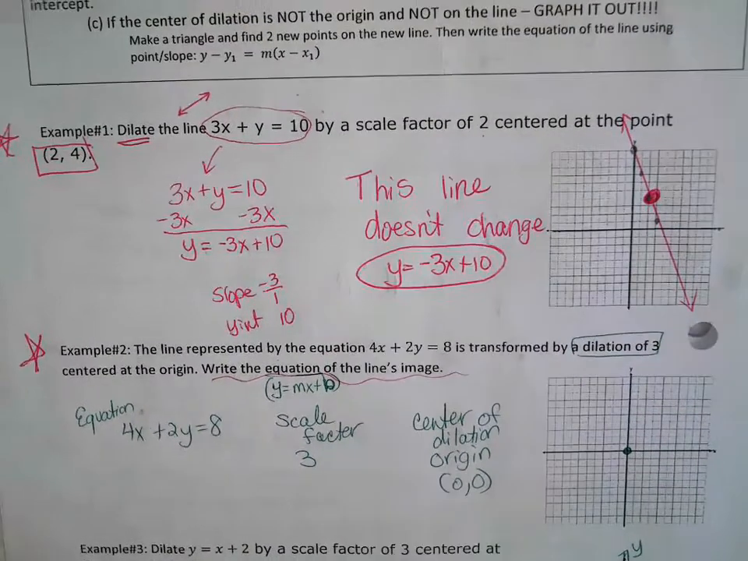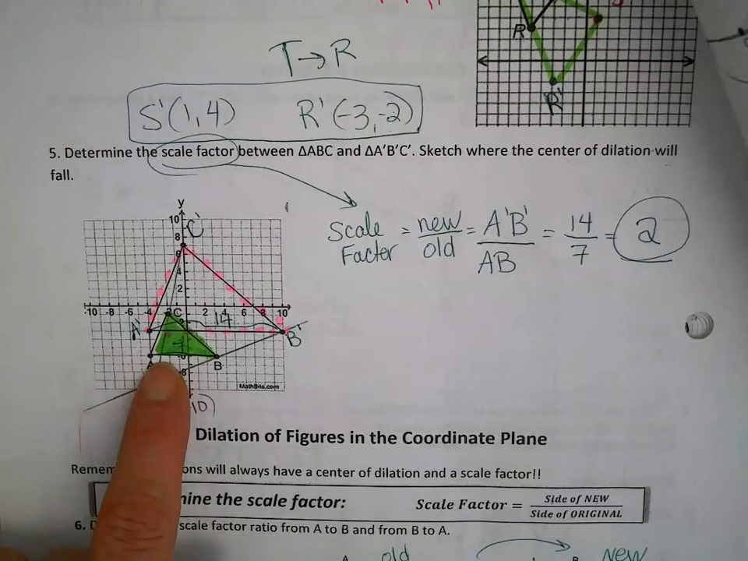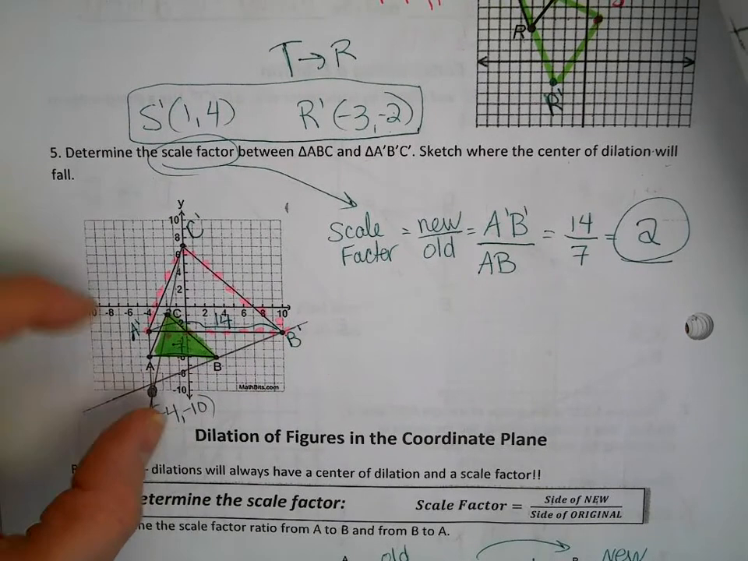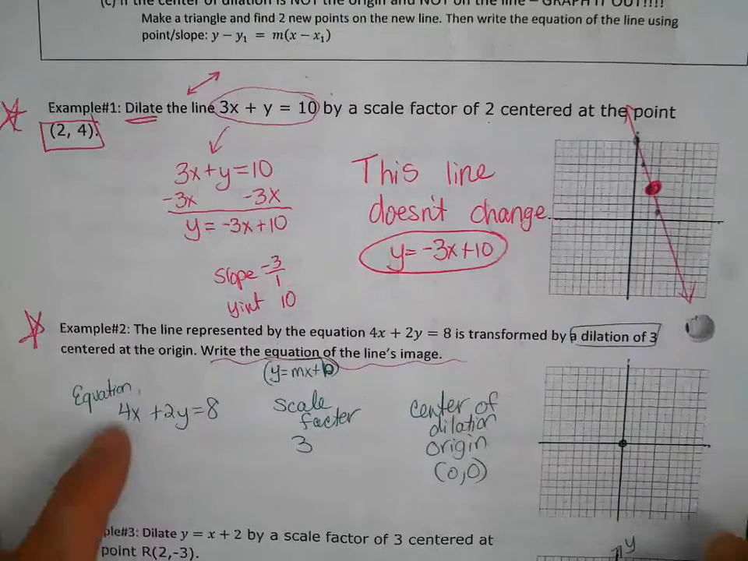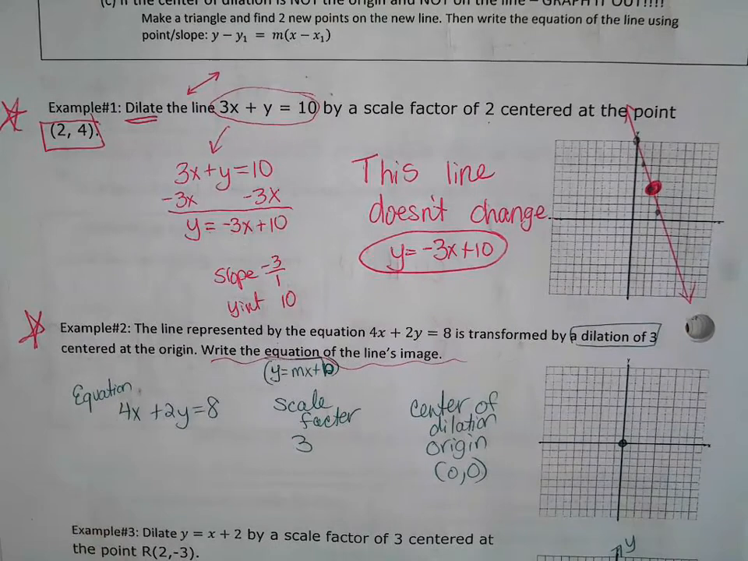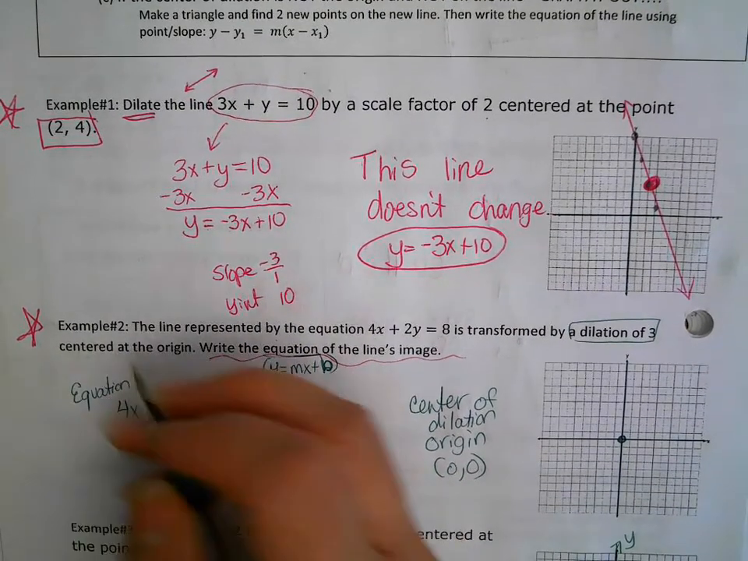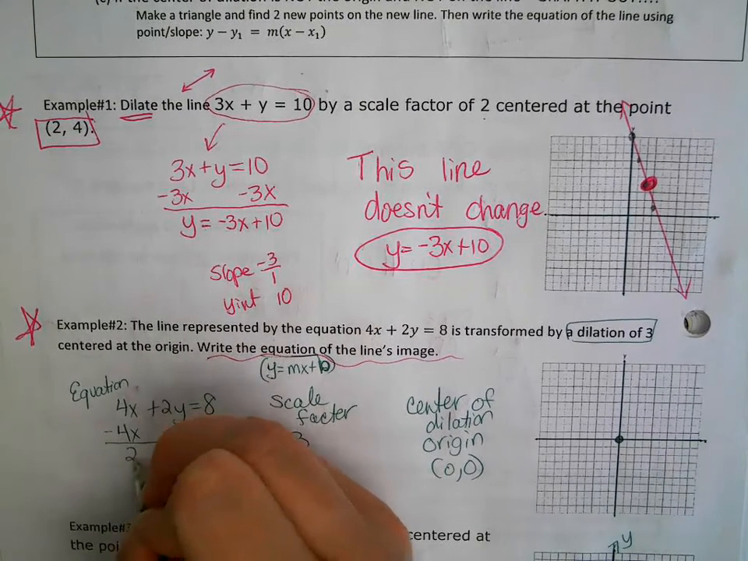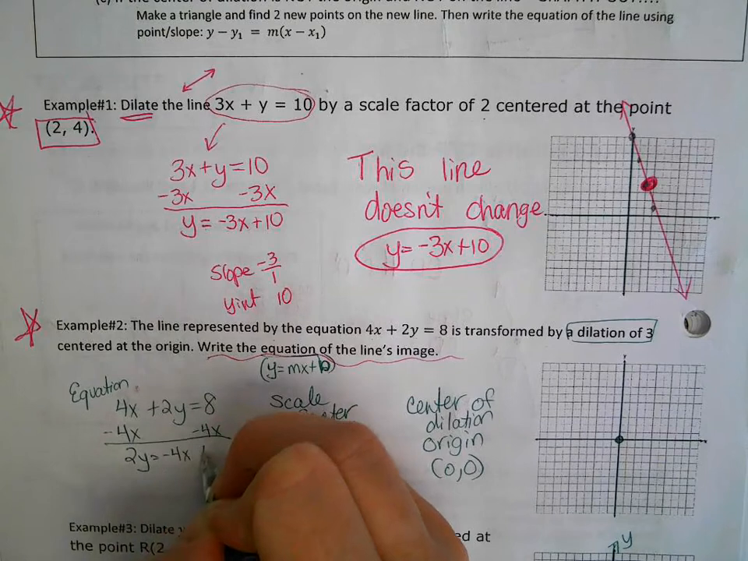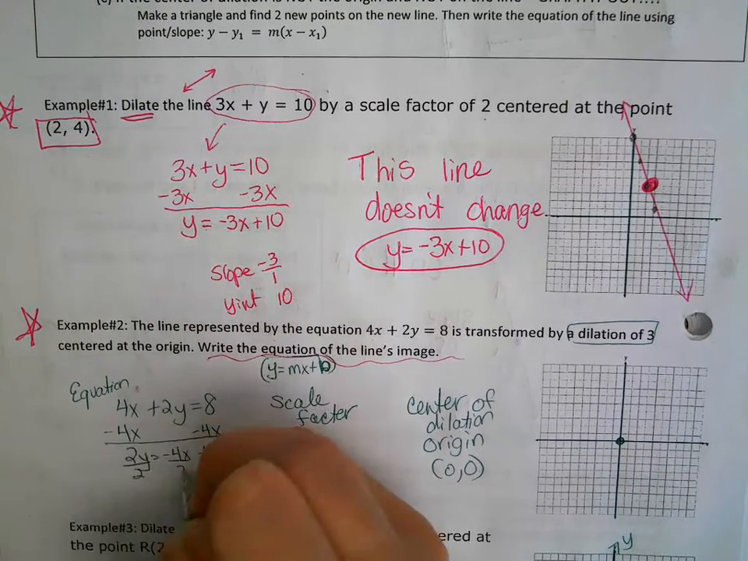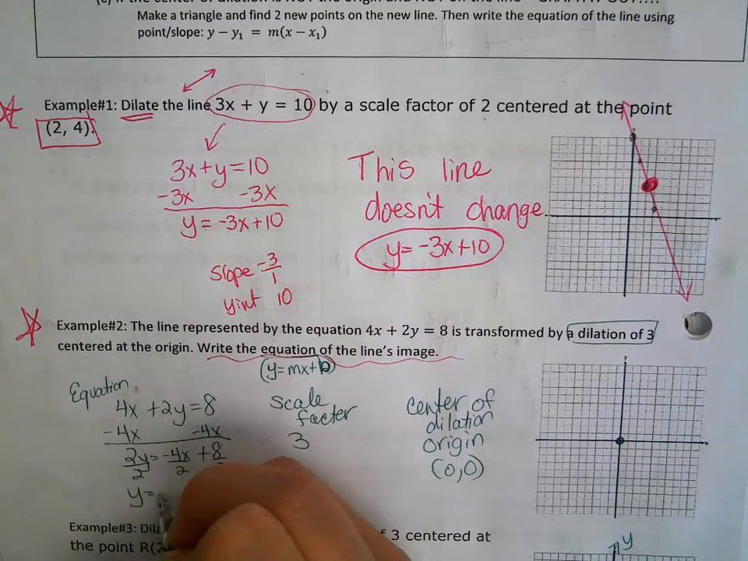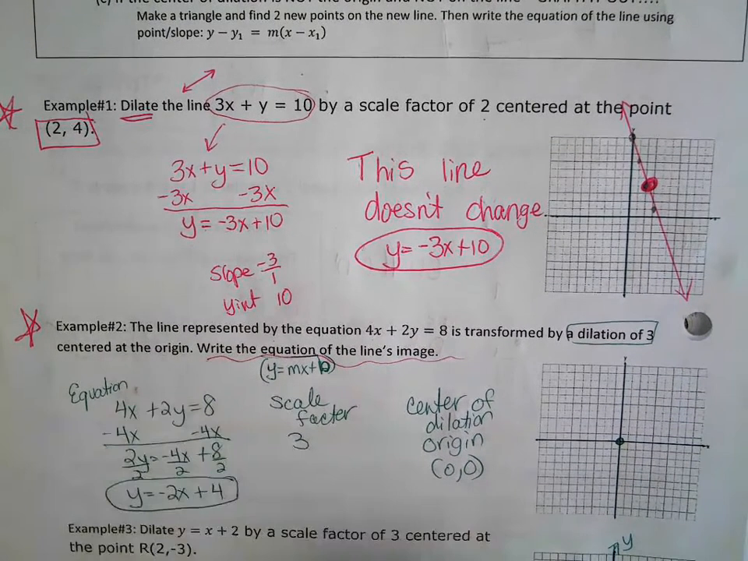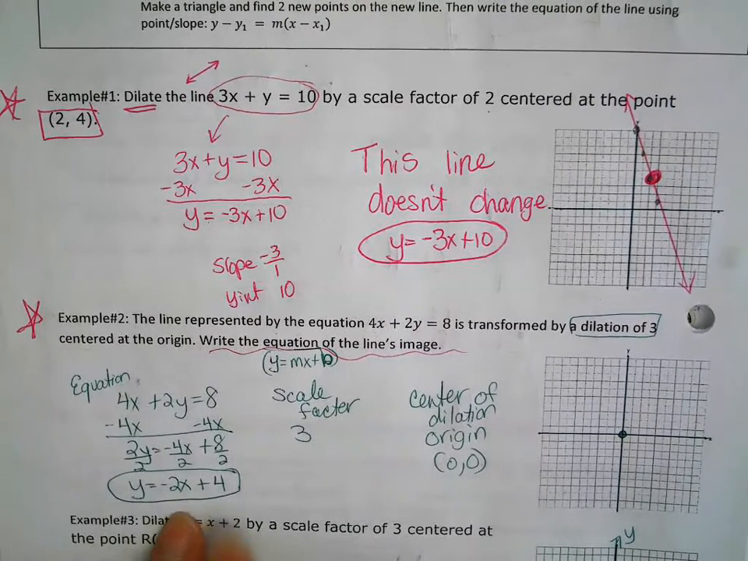Typically, the questions we were looking at before were triangles, and that triangle got dilated from a center of dilation with a certain scale factor. Here, we're dilating a line, an infinite line. First off, I can't graph that line without getting y alone. So we're going to subtract 4x from both sides. 2y equals negative 4x plus 8. Divide through by a 2. y equals negative 2x plus 4. So this is our original line.